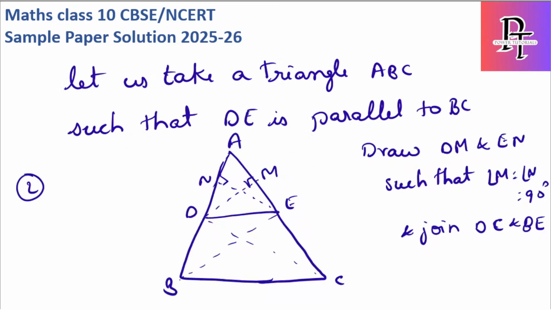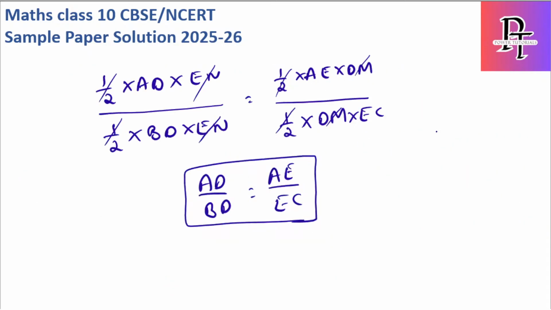So it is saying that if a line is drawn parallel to the third side, then the ratio AD by BD is equal to AE by EC. This way you will get another 2 marks. As I told you, the BPT theorem is always considered for a 4 marks question.